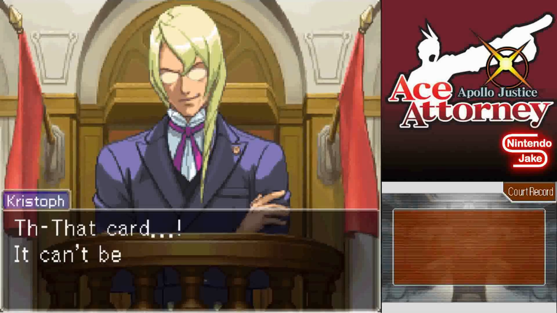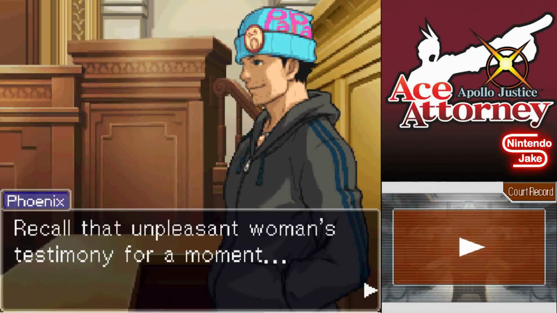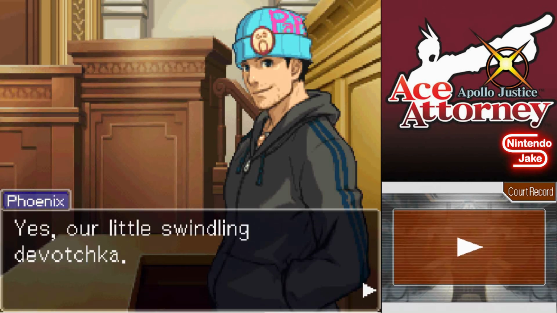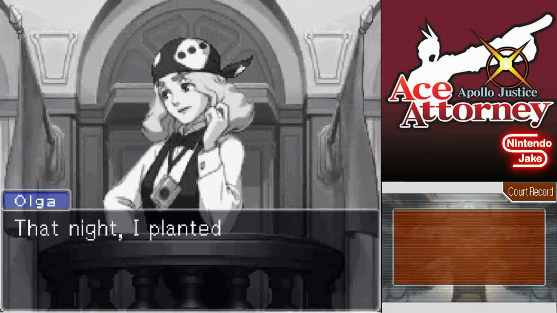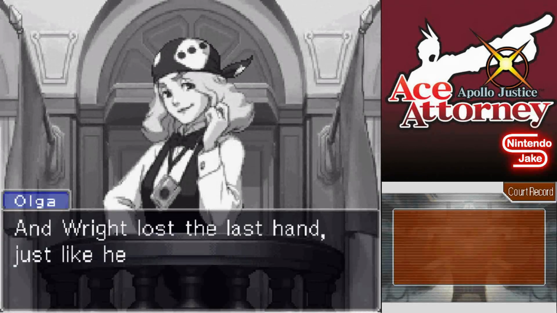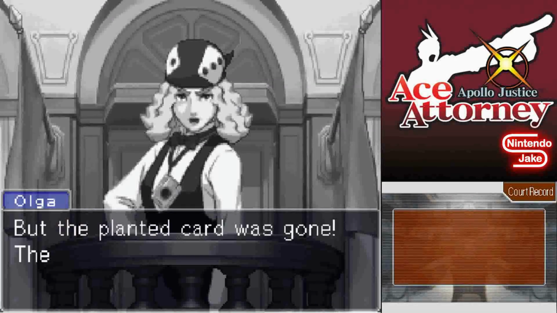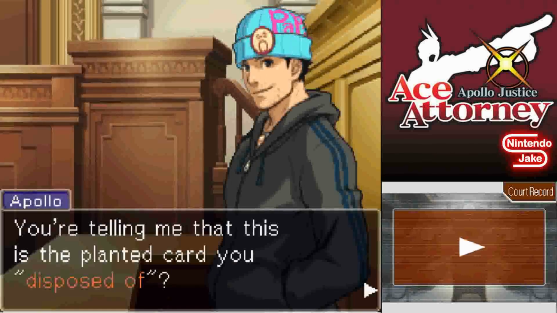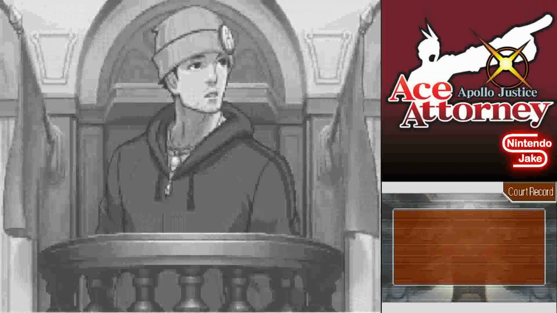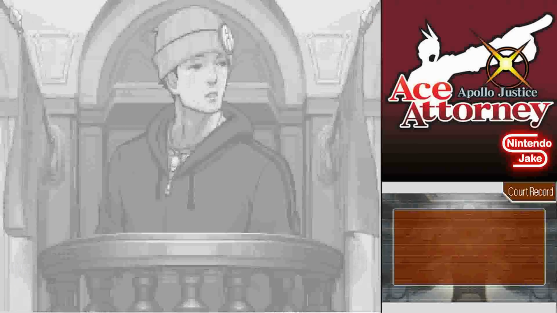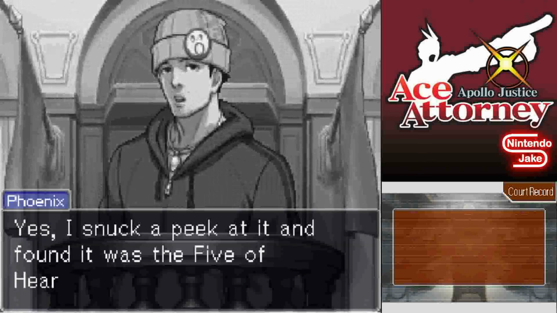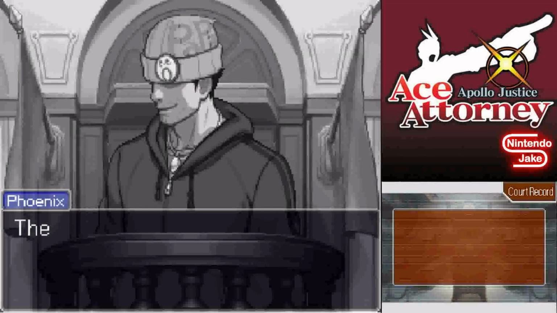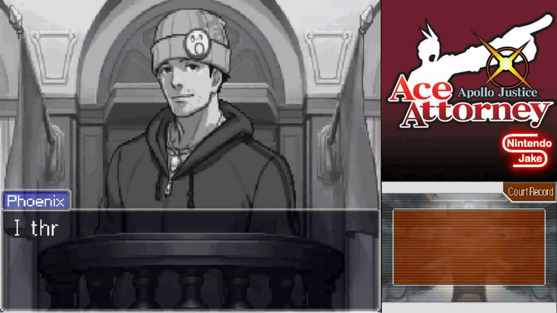What's this? That card, it can't be. Recall that unpleasant woman's testimony for a moment. Miss Ogre, really? Yes, our little swindling Devochka? Sure. That night I planted the card like I was supposed to. Wait, you're telling me that this is the planted card you disposed of? The one you mentioned in this piece of testimony. I went to put my hand in the pocket and found a card. Yes, I snuck a peek at it and found it was the Five of Hearts. I had a feeling something might happen, so I disposed of the card before the game. Disposed? Where? There was an empty bottle of grape juice I had been drinking right beside me. I threw the card inside the bottle.